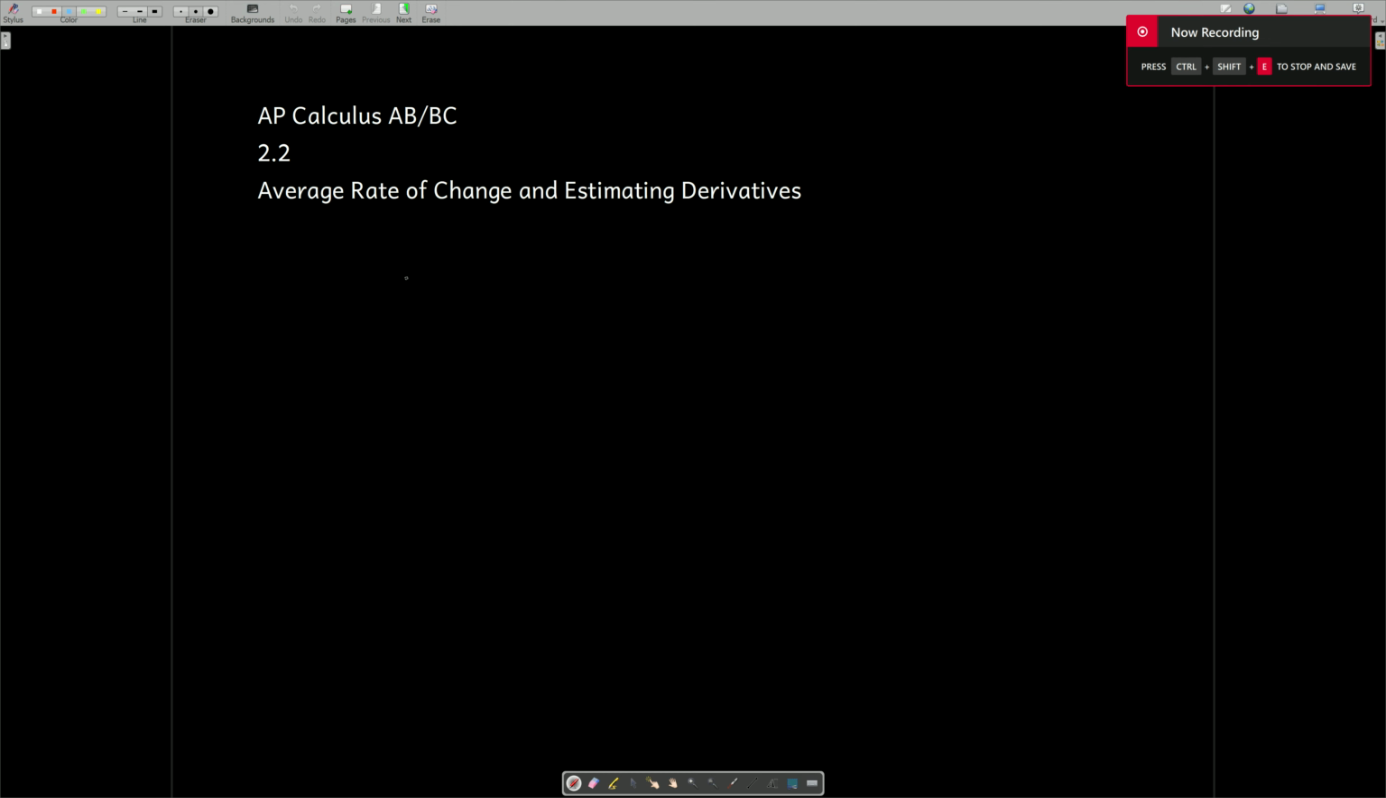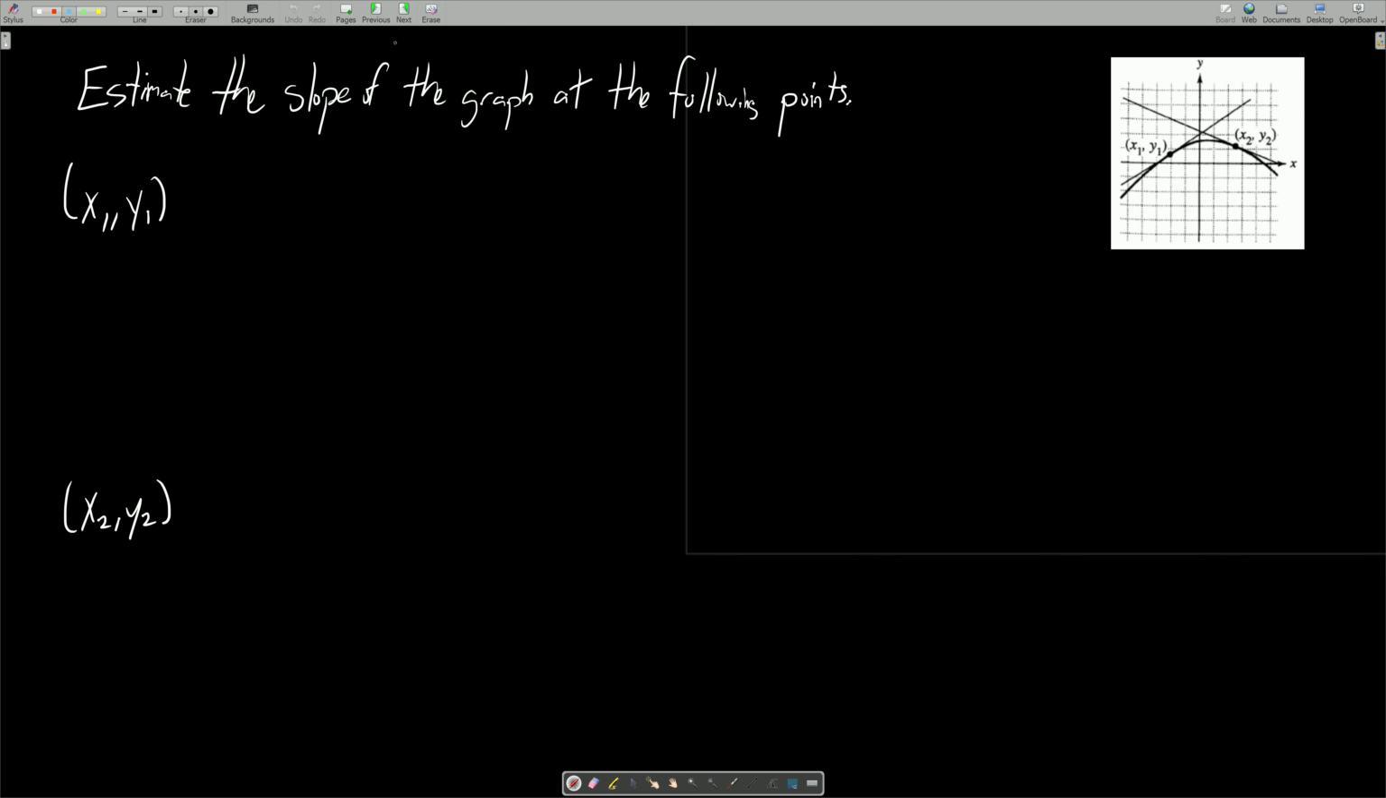Average rate of change, and estimating derivatives. Estimate the slope of the graph at the following points. So first we're going to estimate the slope at x1 and y1, and luckily it gives us these tangent lines here. So what we need to do is find the slope of the tangent line.